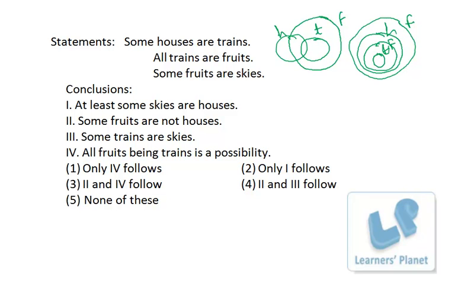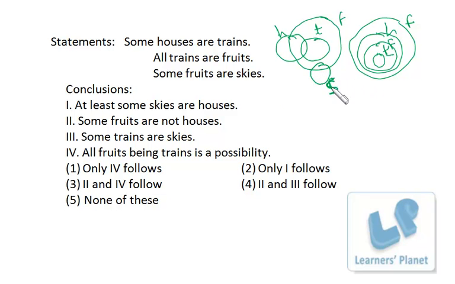And if it is not clear, I will write it once again. This is the circle of trains. Okay. And some fruits are skis. So it may be this fruit circle, I'm sorry, the ski circle, maybe it is intersecting only the fruit circle, maybe it is intersecting the circle of trains as well, maybe it is intersecting the circle of houses as well, right? So don't draw all the possibilities, just keep that in mind, right?